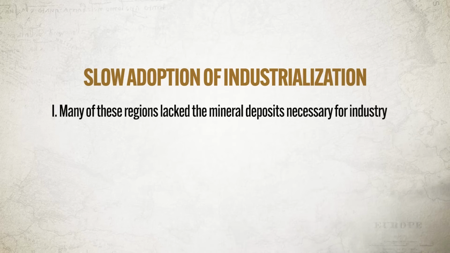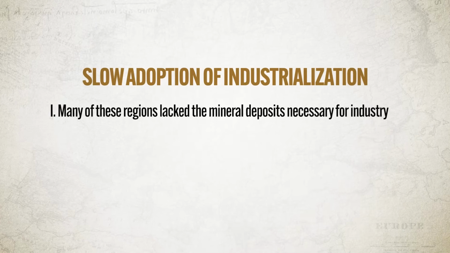But as industrialization spread further into southern and eastern Europe, those regions were slower to adapt, and there were several reasons for that. First was that many of those regions lacked the mineral deposits necessary for industry. For example, Portugal, Spain, southern Italy, and Greece lacked large deposits of coal and iron. If you ain't got no coal and iron during the Industrial Revolution, you burn.